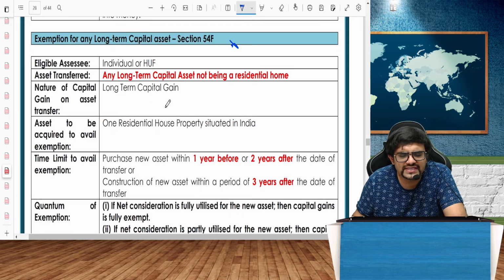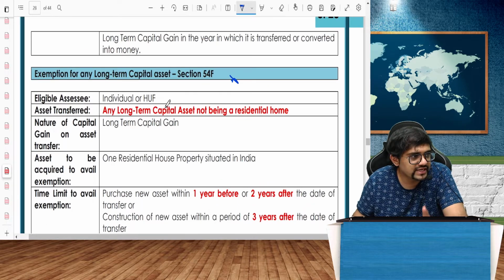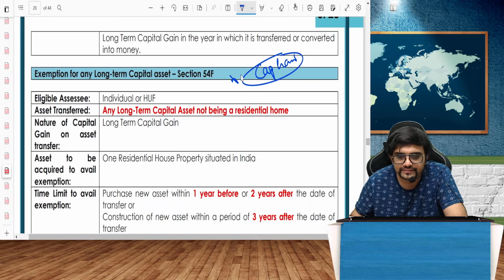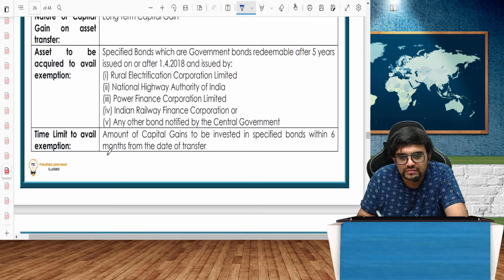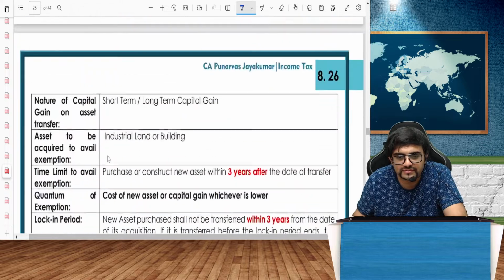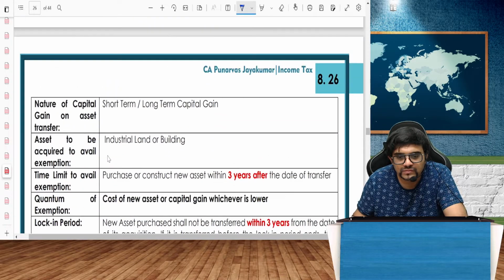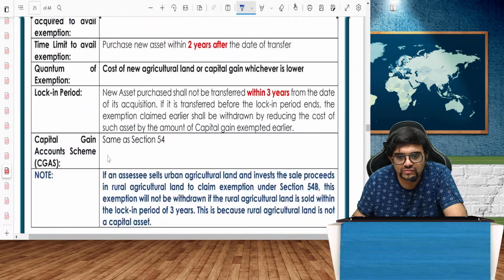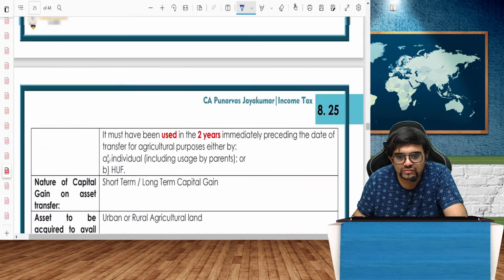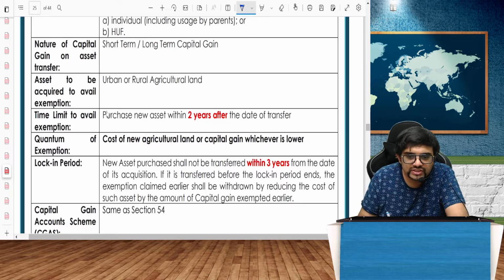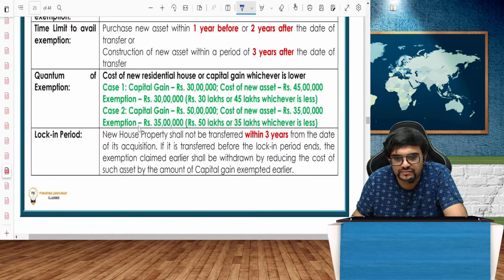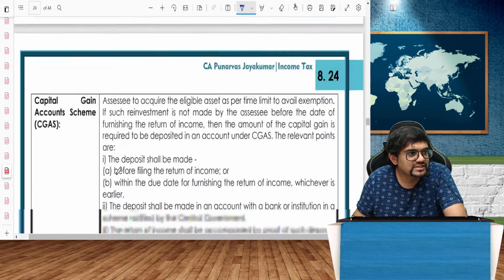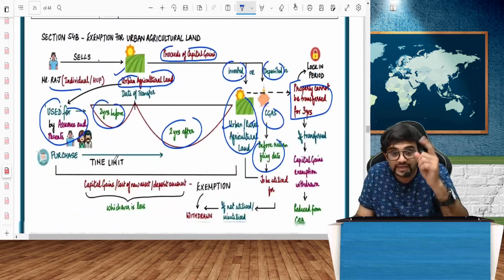In all other cases, you will have to invest the capital gain. You see? Amount of capital gain invested. Purchase of new asset using the amount of capital gain, new house property. Everywhere it is the amount of capital gain, but that is only exempt.